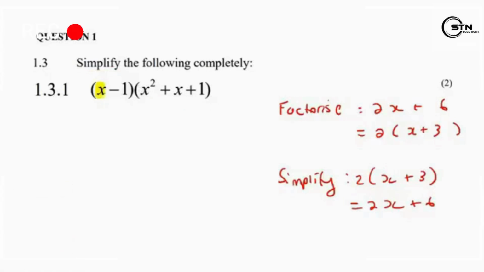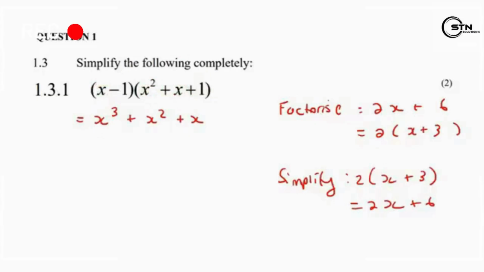Well, I take the first one over here, and then I'm going to multiply it with this one, then I'm going to multiply it with this one, then I'm going to multiply it with this one. Okay, so that's going to give me x cubed plus x squared plus x. So I've now done this one with this one, and with this one, and with this one.